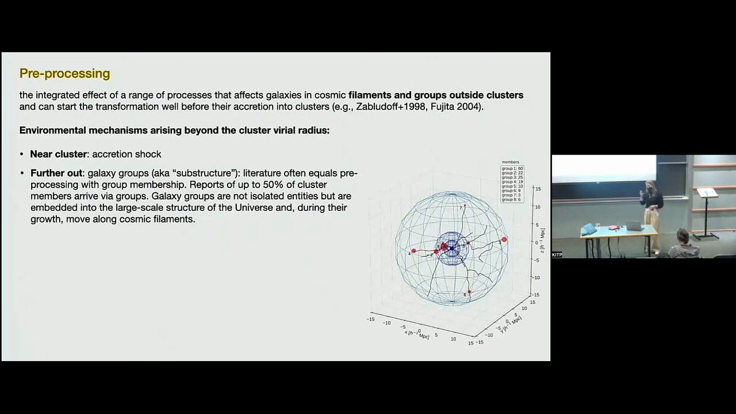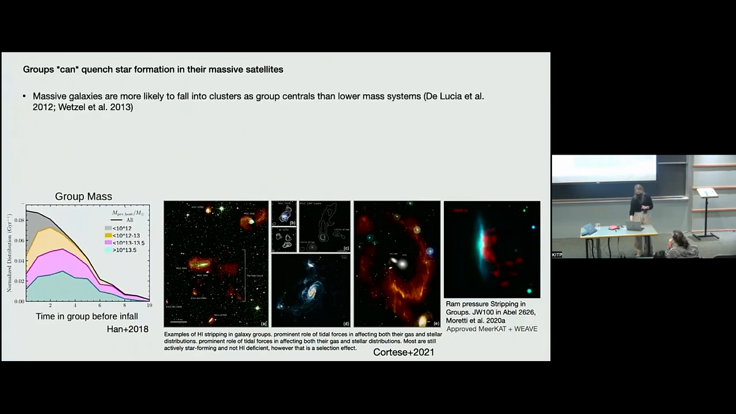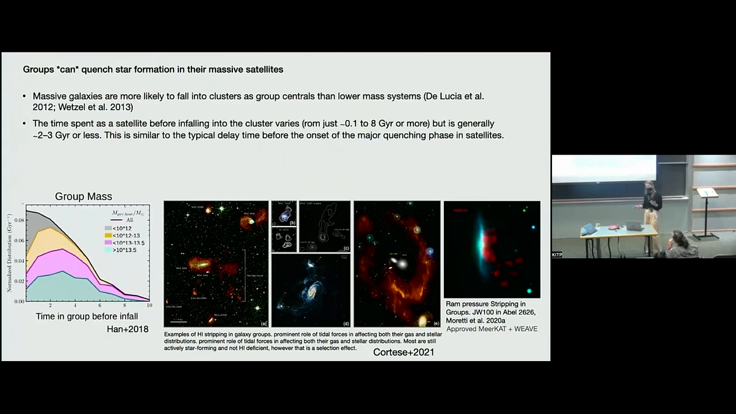Now, we obviously have to think about that a group is not an isolated thing, but groups fall into the clusters through filaments. So if we follow this logic, we can say that the galaxy is possibly falling into the filament, into a group, into the cluster. So it's important to start thinking about the entire history of a galaxy, rather than, here it is, this is its current environment, therefore it has only been affected by the current environment. It's important to think about that, yes, groups can quench star formation, but not necessarily so. For example, the time that a galaxy spends as a satellite in a group varies, and it can be relatively short, as has been shown in this paper here. So about 2 to 3 gigayears or less is the average time that the galaxy spends in a group before falling in.